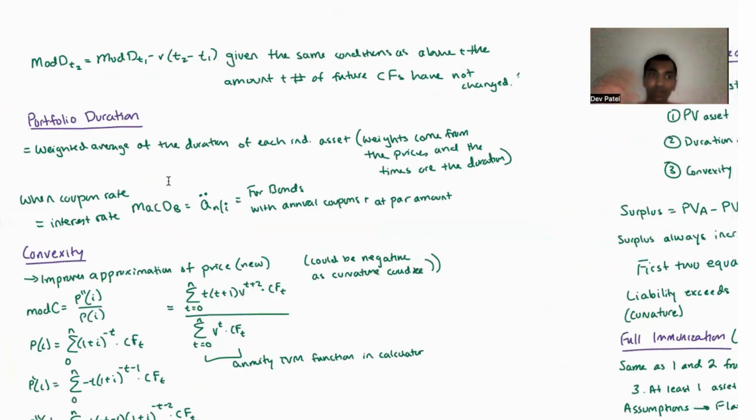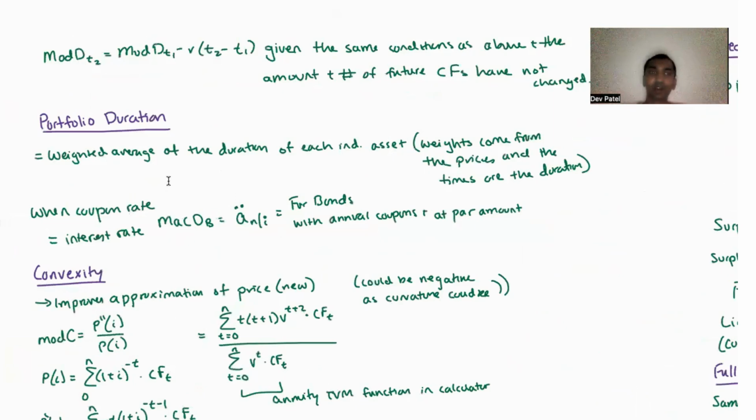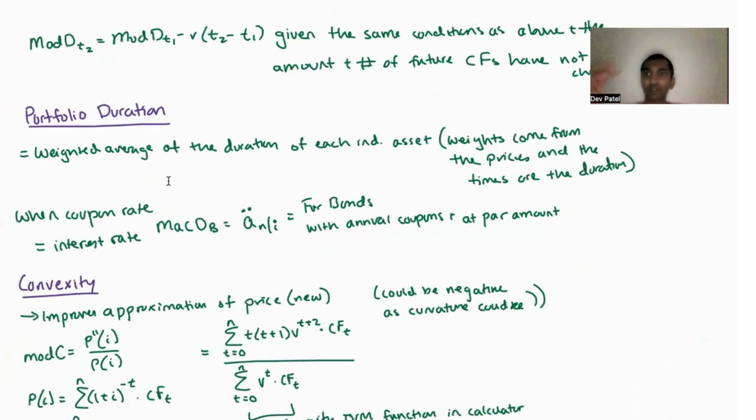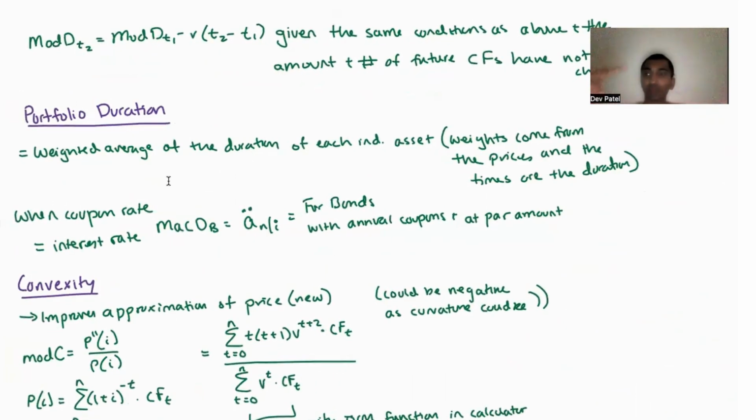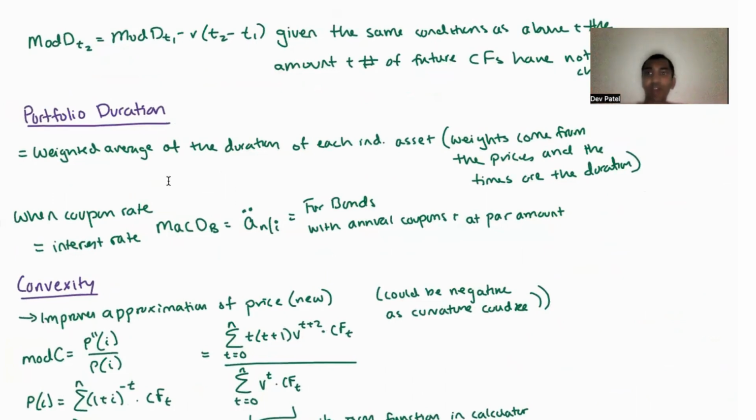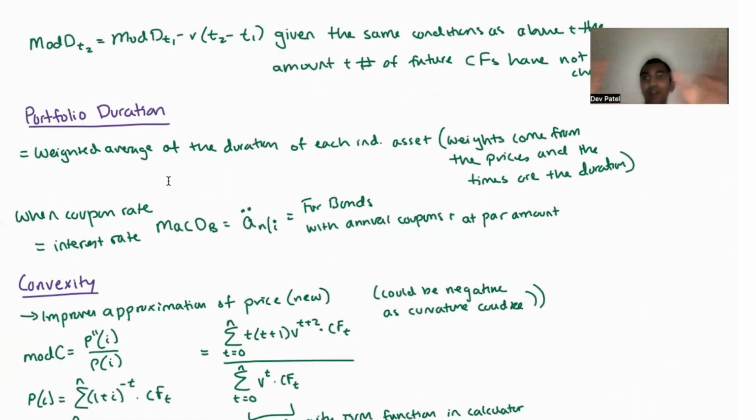The more that you actually get used to this, it's essentially the same concept as going through your weights, figuring out what the weights are for the price of each individual asset, and then weighting each asset in proportion to the total price, and the times are the individual times. And then you multiply the weights by the times.